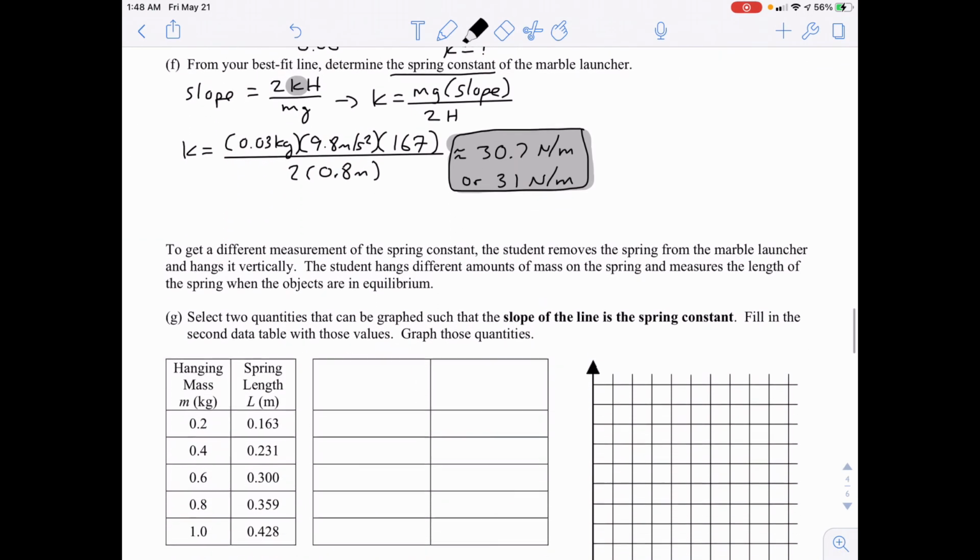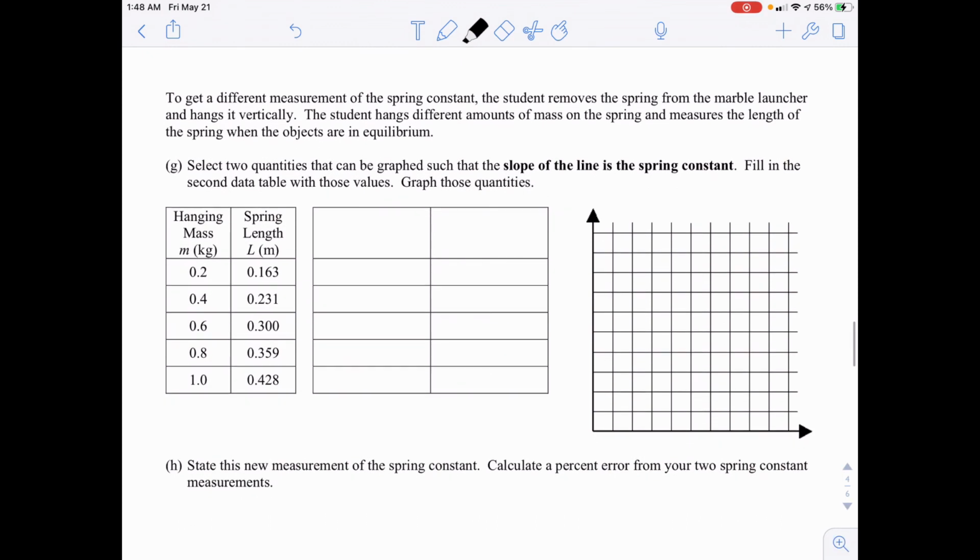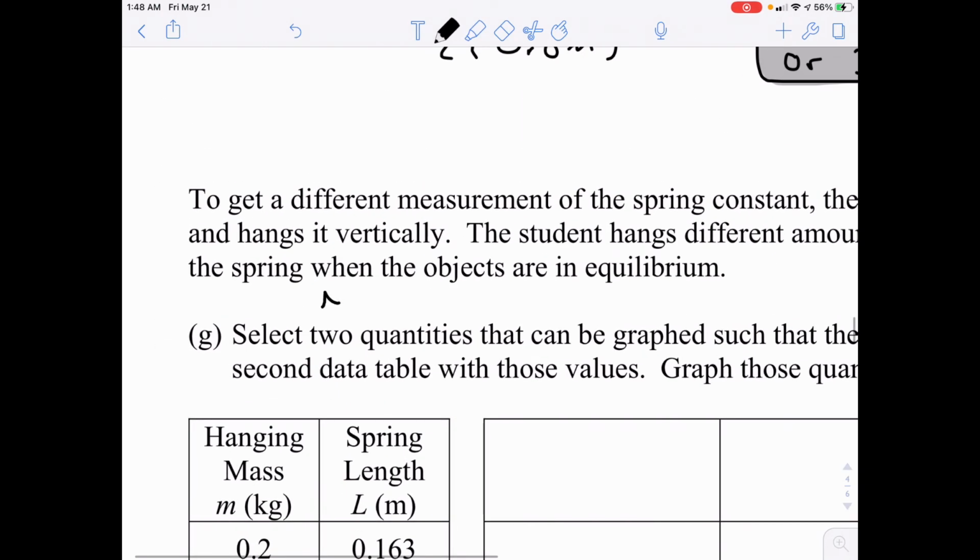Now, to get a different measurement of the spring constant, the student removes the spring from the marble launcher and hangs it vertically. The student hangs different amounts of mass on the spring and measures the length of the spring when the objects are in equilibrium. Well, ladies and gentlemen, this is a Newton's first law problem. This is a Hooke's law lab.